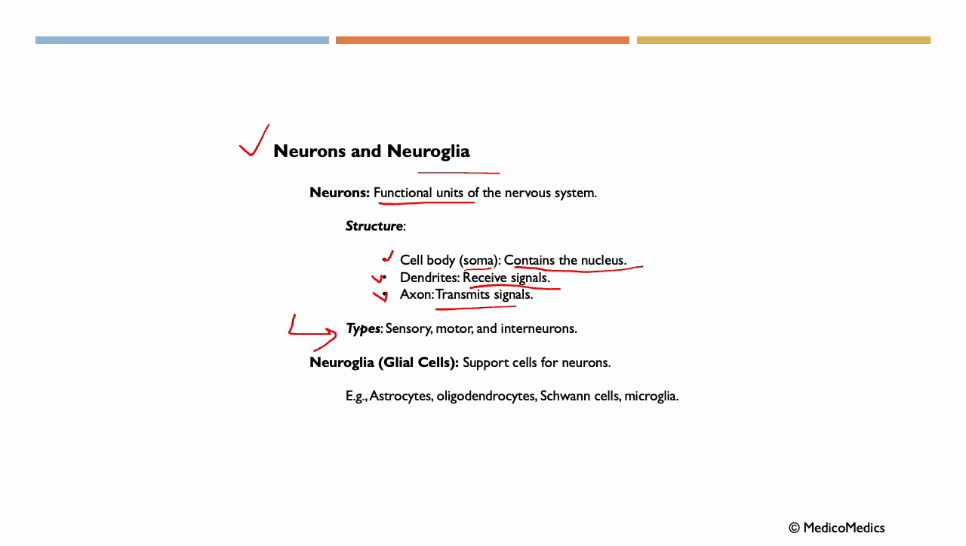What types of neurons are there? We have sensory, we have motor, we have interneurons, etc. And what is neuroglia or glial cells? These are support cells for neurons. Examples include astrocytes, oligodendrocytes, Schwann cells, microglia, etc. Now, you don't need to memorize this right now at all, just to give you an idea of the different subsections and parts of the nervous system.